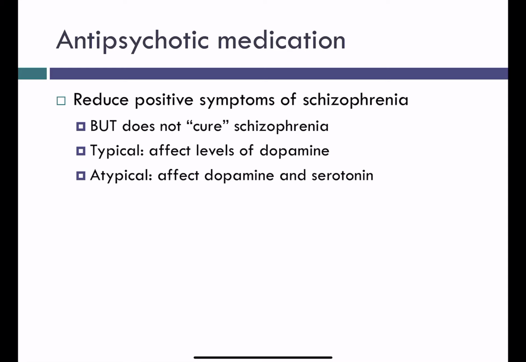More modern antipsychotics are called atypical antipsychotics, and they affect more targeted areas of dopamine, and they also affect serotonin. And so these have a lot fewer movement-related side effects. And they also can work on some patients that typical antipsychotics didn't work for. So atypical antipsychotics seem to be more effective in terms of decreasing the rate of relapse for patients.